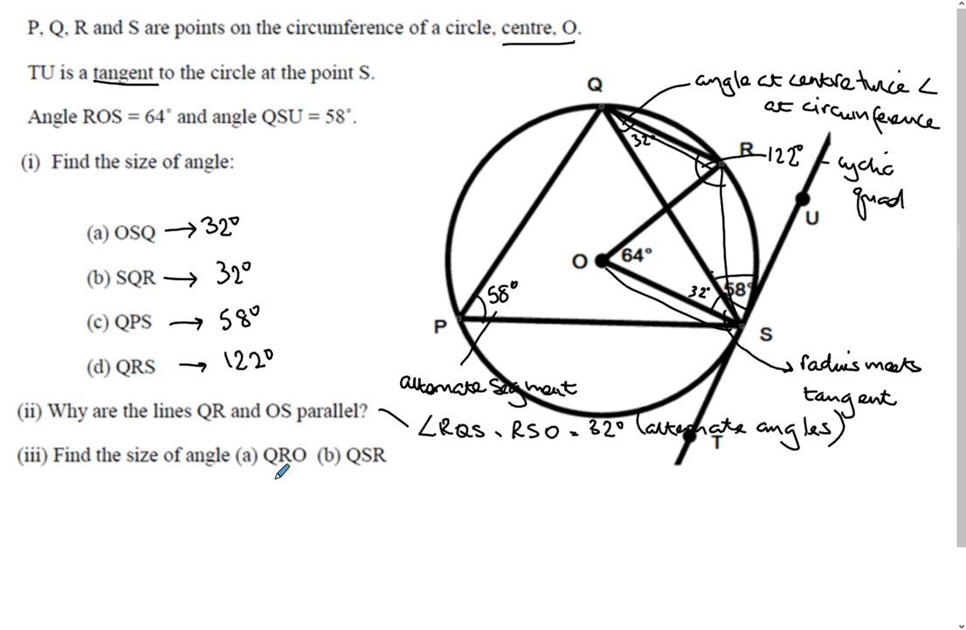Find the size of angle QRO. So we're looking for that bit there. And again, it's to do with the parallel lines. So you can see your Z there. So that must be 64. And QSR, so that one there. So that is 180 minus the 32 plus the 122, and that comes to 154. So 180 minus 154 is 26.